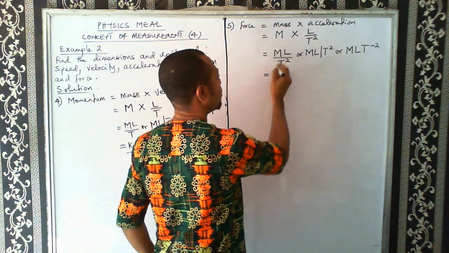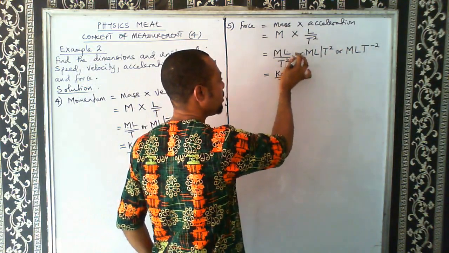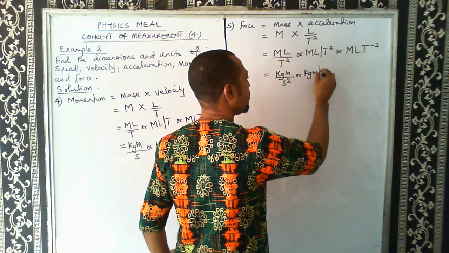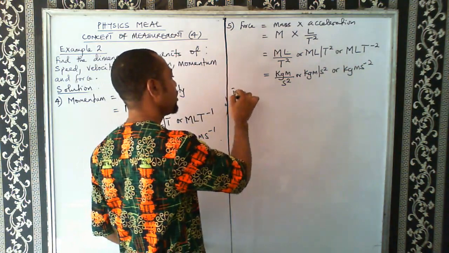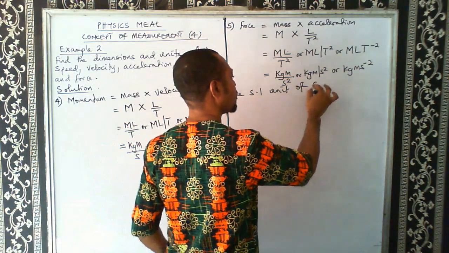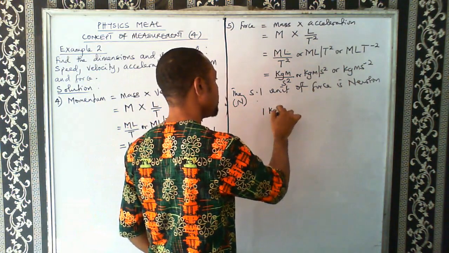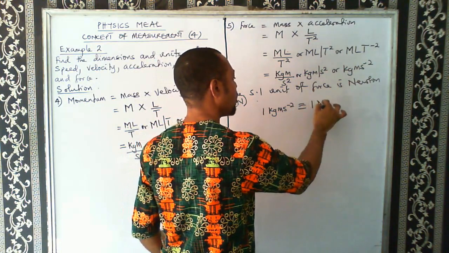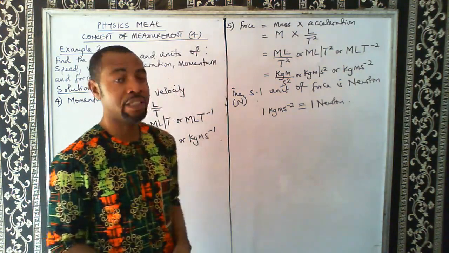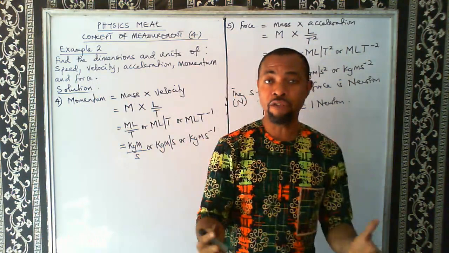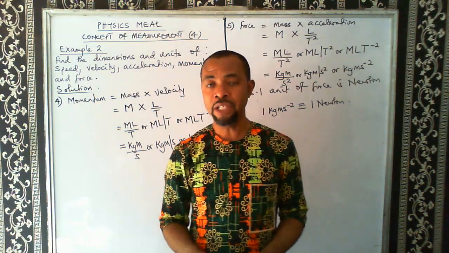So what will be the unit of force now? It is going to be kilogram meter over second squared. Mass is in kilogram, length is in meter, time is in second, or kilogram meter per second squared. But we have to note one thing. The SI unit of force is Newton. So 1 kilogram meter per second squared is equivalent to 1 Newton. So when we do calculations, and we calculate force, the unit we are going to insert there will be Newton. So you see that if you know the formula of a quantity and you have understood the concept of dimensions and units, you can easily find the dimensions and units of derived quantities.